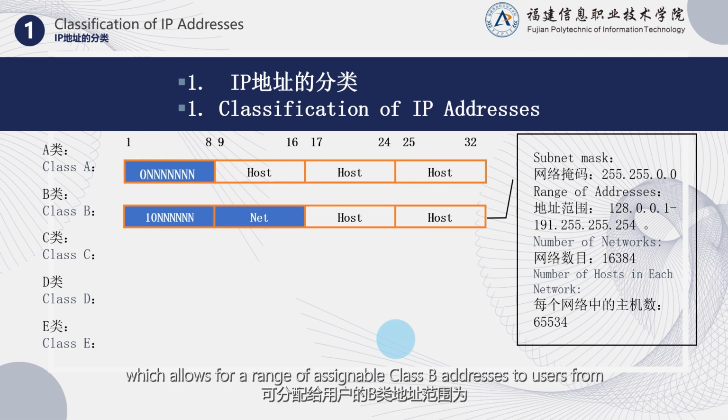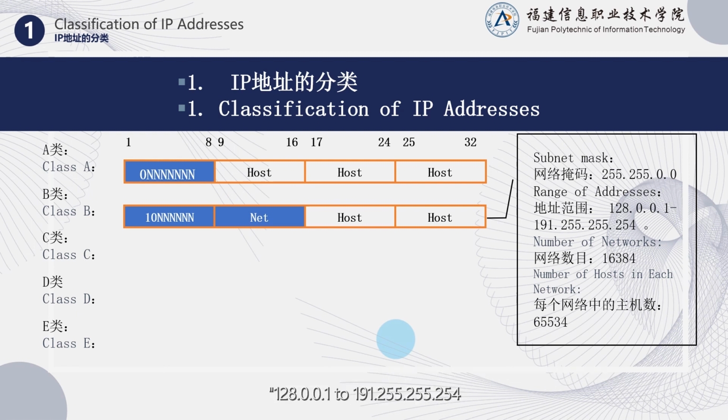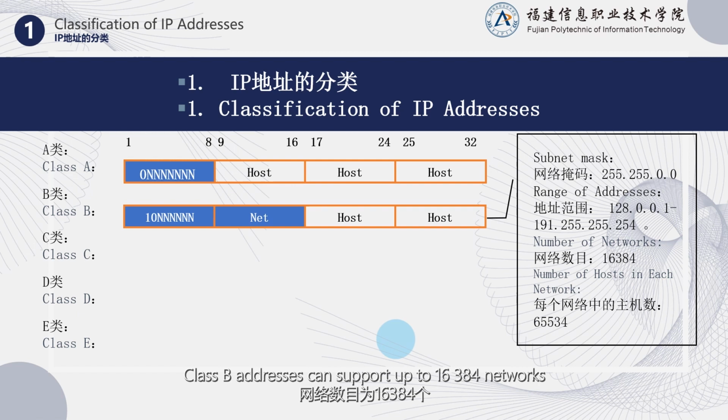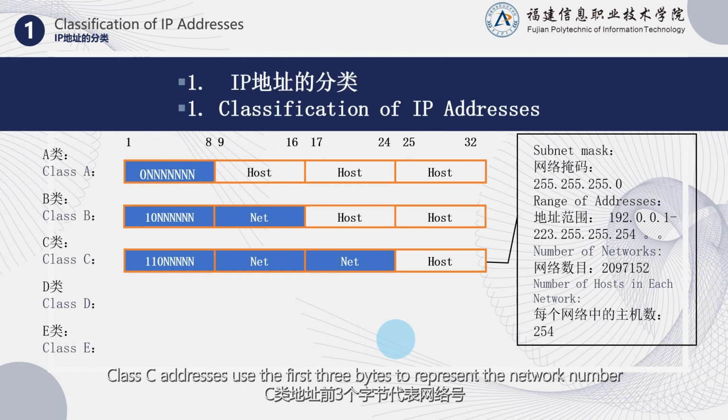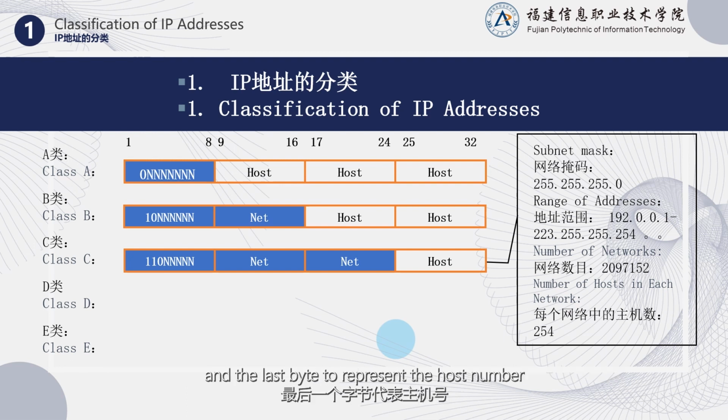Similarly, the default subnet mask for Class B addresses is 255.255.0.0, which allows for a range of assignable Class B addresses to users from 128.0.0.1 to 191.255.255.254. Class B addresses can support up to 16,384 networks, each with up to 65,534 hosts.